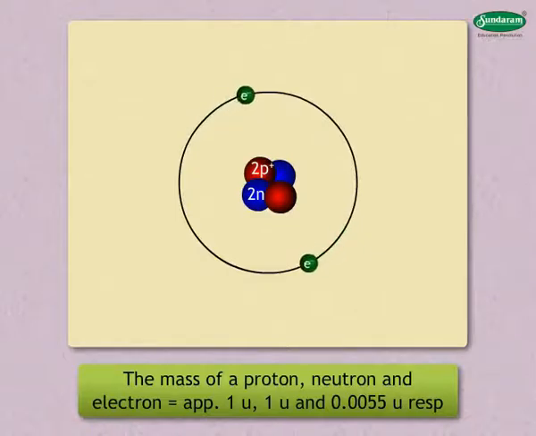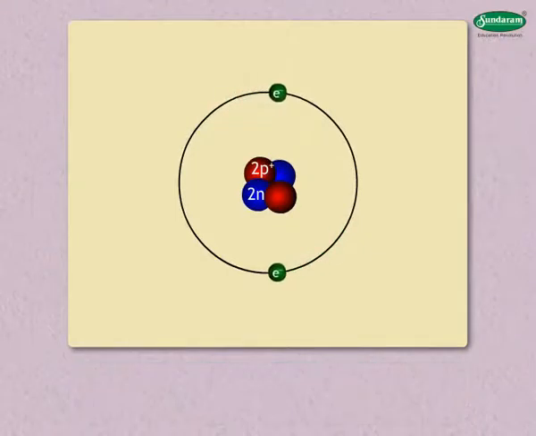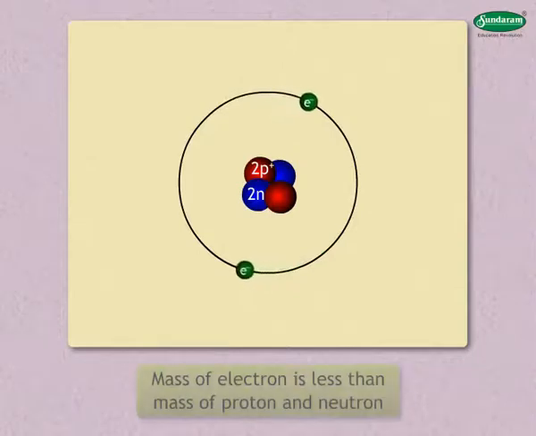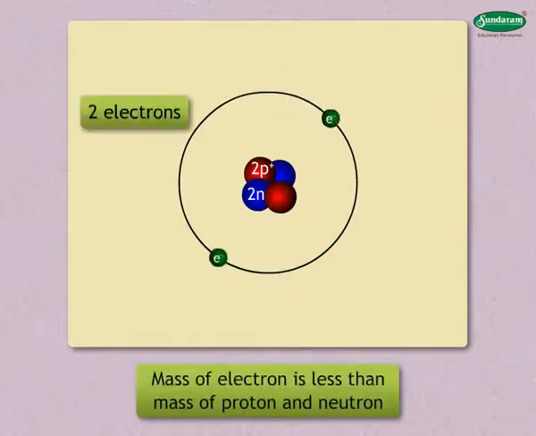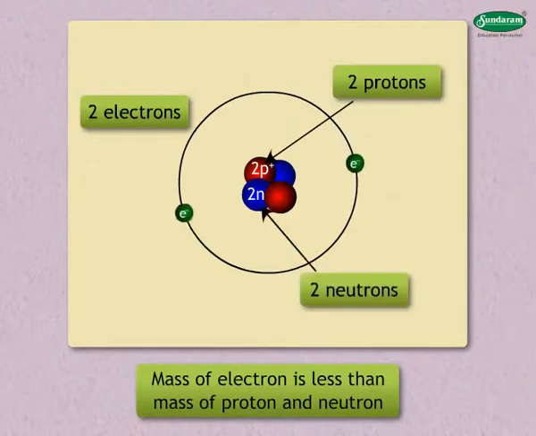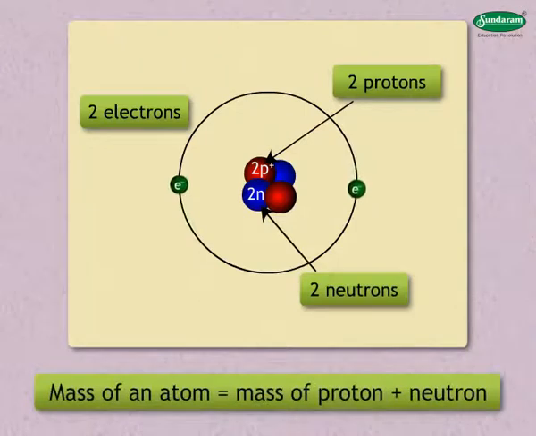0.0055 AMU respectively. So students, you can realize how less the mass of an electron is as compared to the masses of proton and neutron. Hence, when calculating the mass of an atom of an element, we only add up the mass of proton and neutron.